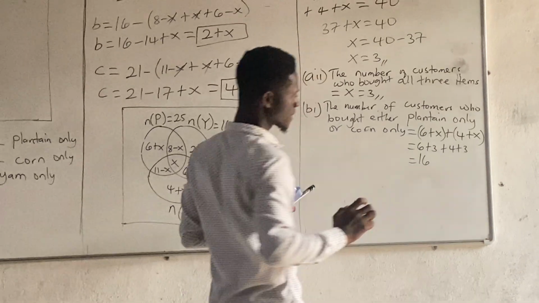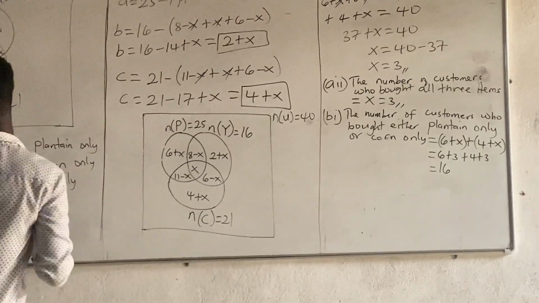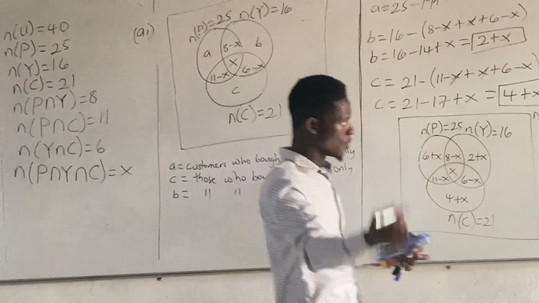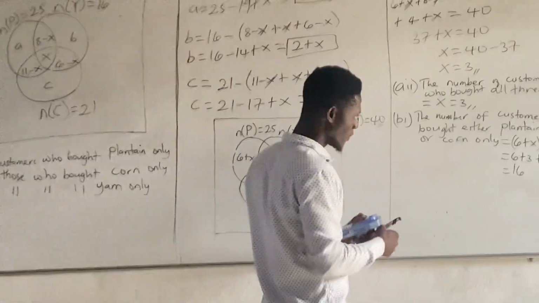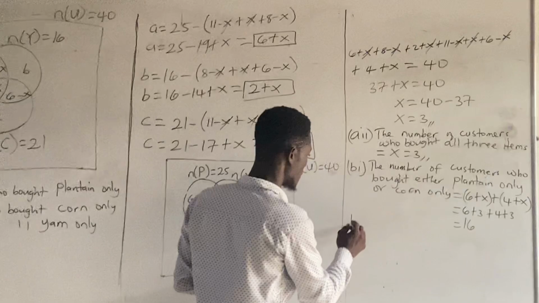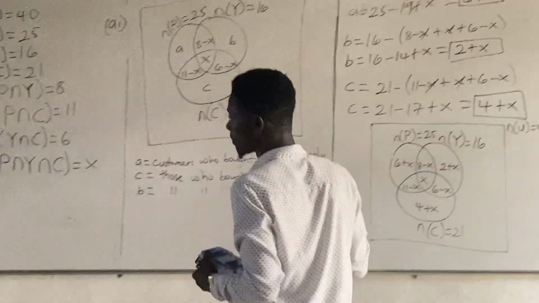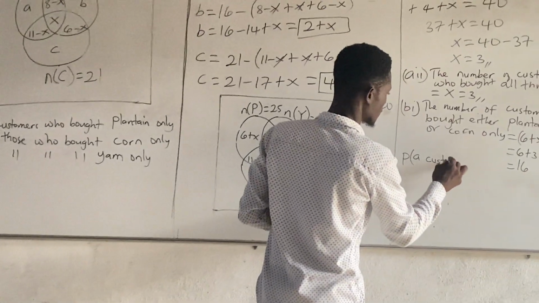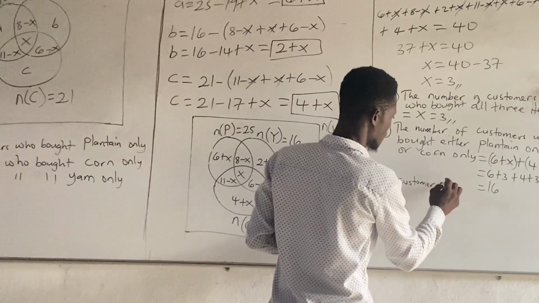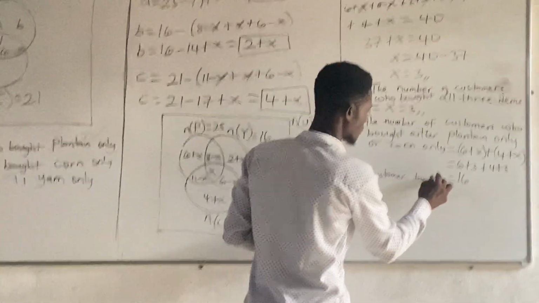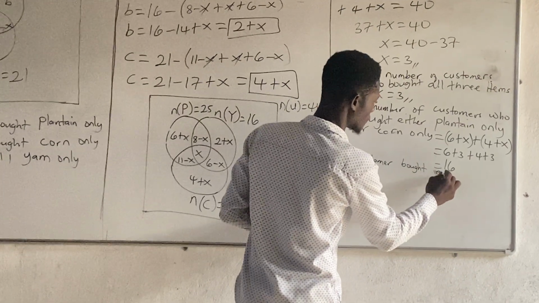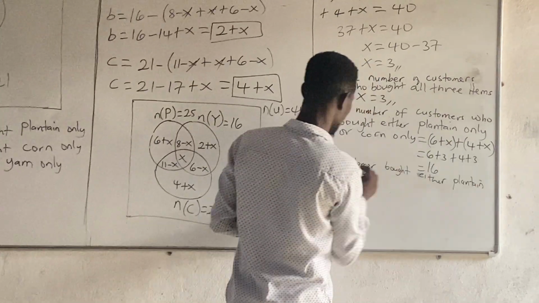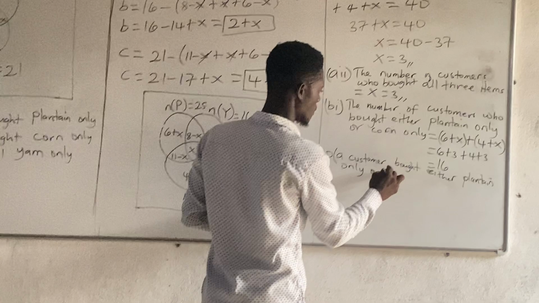They said the probability that a customer selected at random bought either plenty une or con une. So probability is the number of ways an event can occur over the total number of possible ways. So you say the probability that a customer bought either plenty une or con une.